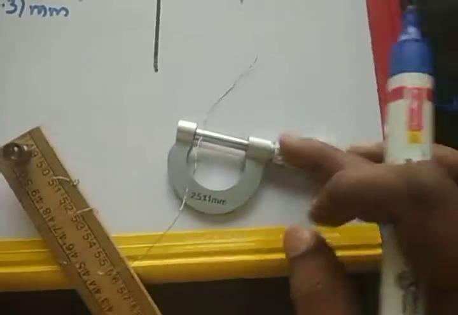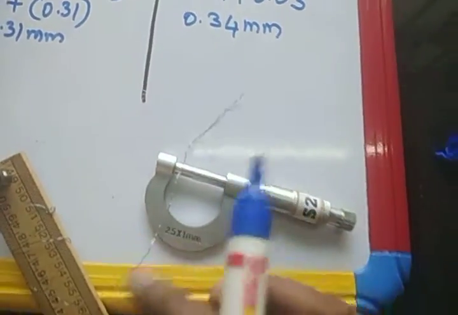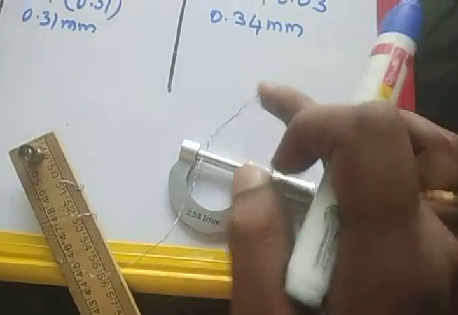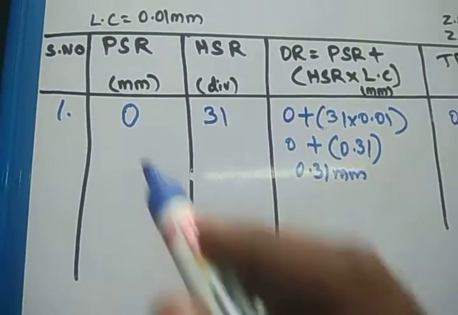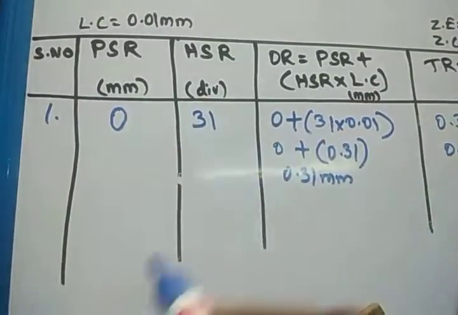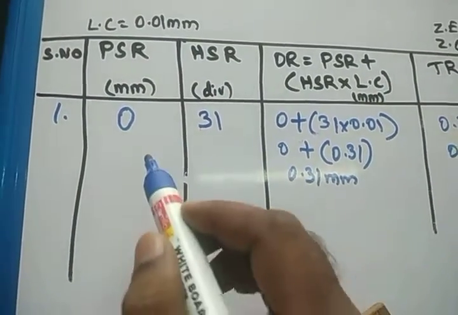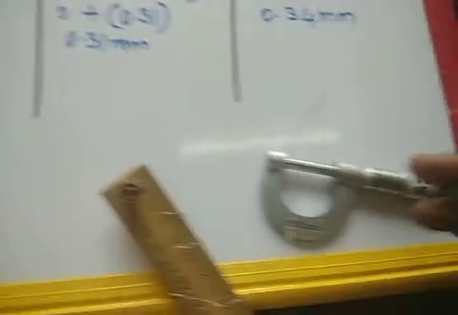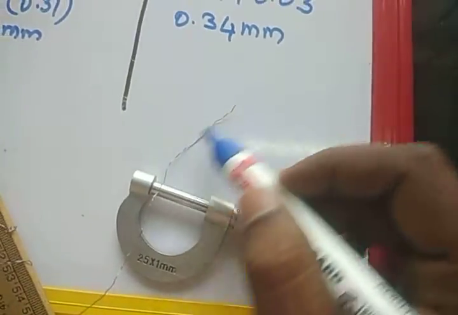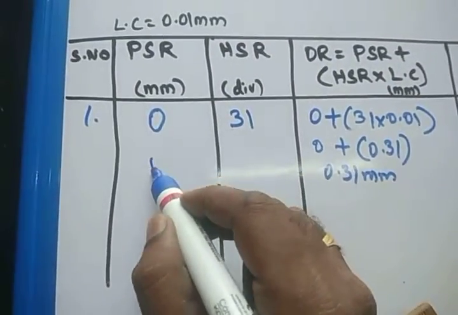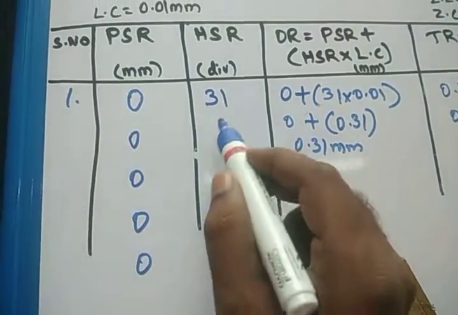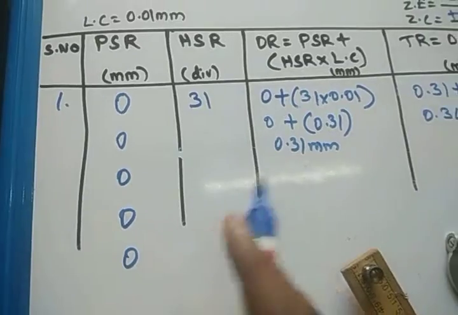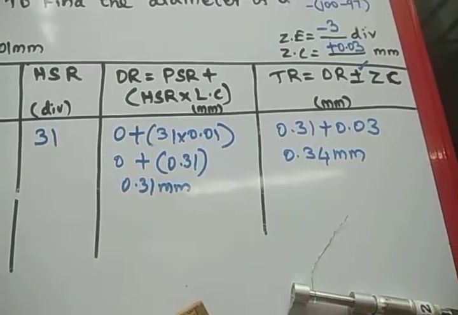Likewise, you have to take the wire, place the screw gauge at different positions of the wire, and find the reading for PSR and HSR. Tabulate the readings in the table. Very clearly, the thickness is even only, so all the PSR values will be the same. Only minute changes will come in the HSR value, so similar corresponding changes will come.